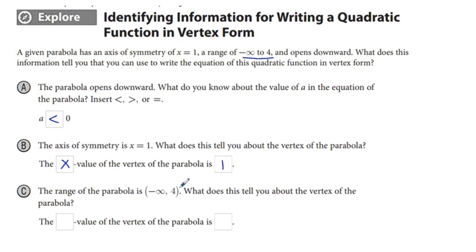C, the range of the parabola is greater than negative infinity, less than 4. Actually, it should be less than or equal to 4. What does it tell you about the vertex of the parabola? The y value of the vertex of the parabola is 4.